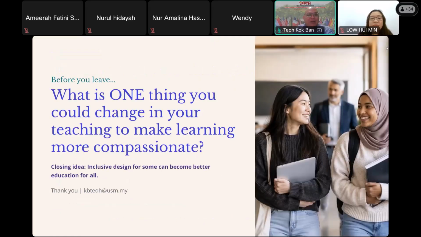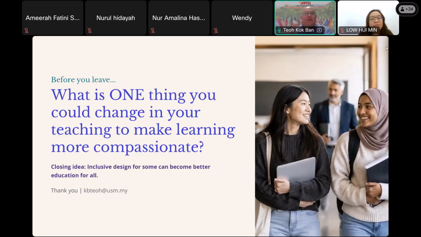All right. So before we finish, I want to leave you with one question. Not 10 things, just one. So, what is one thing you could change in your teaching today to make learning more compassionate? As you can see, compassionate here is that we try to understand what they need and we try to redesign what we can, but redesign the pathway to achieve the learning outcome, not redesign the curriculum. You get what I mean?